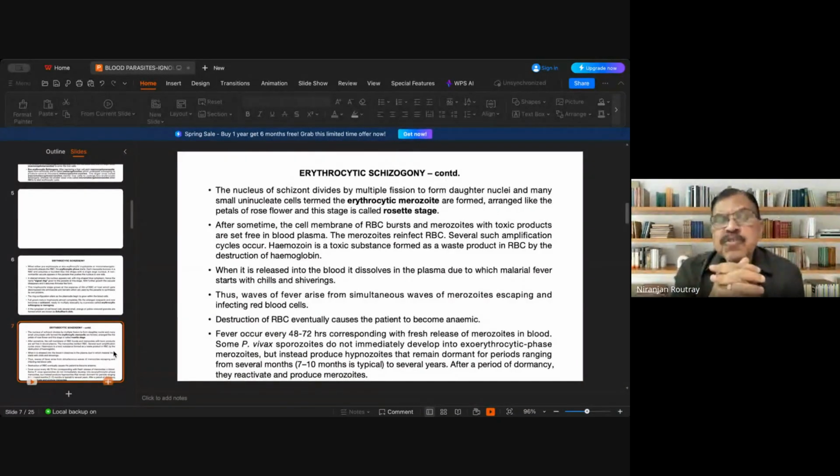Some Plasmodium vivax sporozoites do not immediately develop into exoerythrocytic phase merozoites, but instead produce hypnozoites. That means they become silent, dormant for periods of maybe several months to years together. They remain dormant, with no symptom of malaria. And all of a sudden, after a period of dormancy, they get reactivated and produce merozoites. And that puzzles in some conditions.